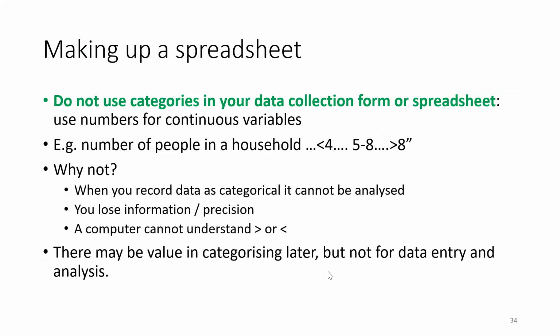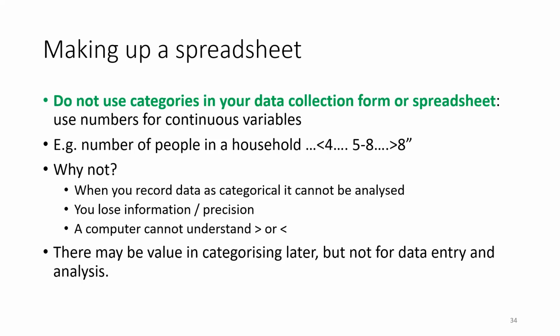One is, a lot of times I see people on their data collection form or in their spreadsheet, they're using categories. So when I saw this recently, someone wrote the number of people in a household where they wrote less than 4 or 5 to 8 or more than 8. And that's fine in the final analysis. But when you record the number of people in a household, it is a continuous variable, isn't it? It's a continuous variable. So we should record it as a continuous variable. It's not recorded in certain categories.